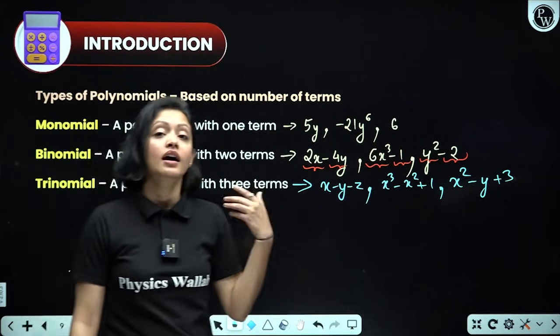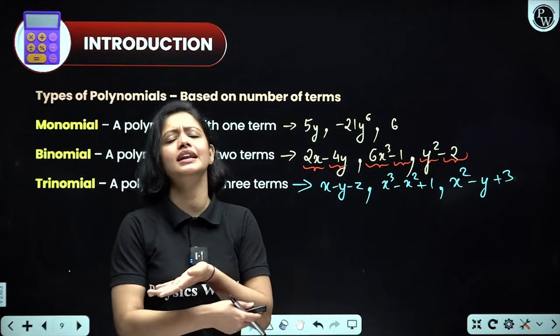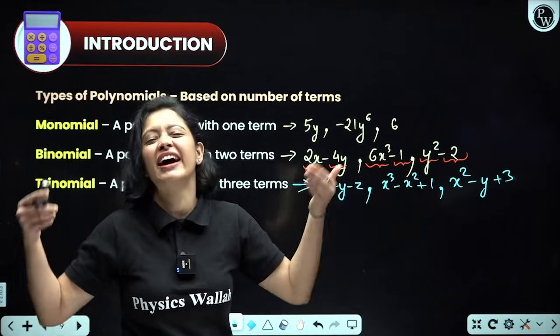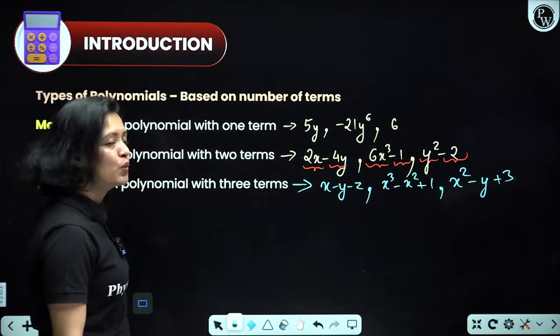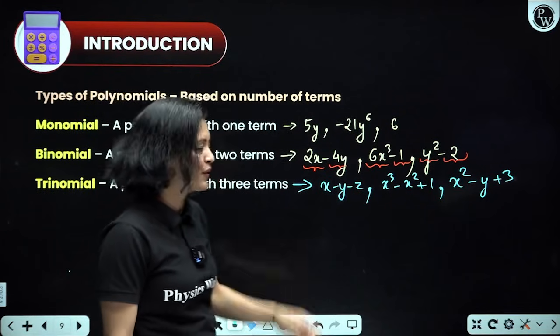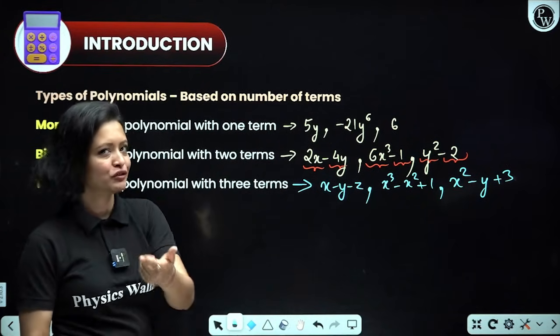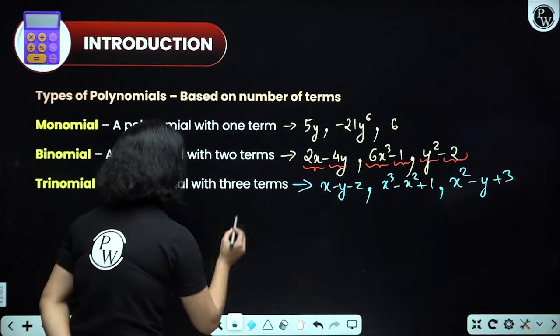Now, can a polynomial only have three terms? Obviously not. A polynomial can have any finite number of terms, right? But we are only discussing monomial, binomial and trinomial right now. Now, again, I have a question for you. I hope this time you'll answer correctly. What if I give you a polynomial like this?